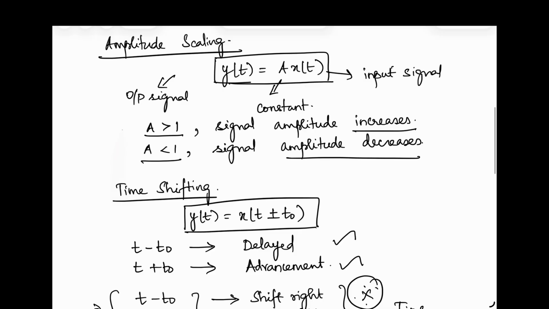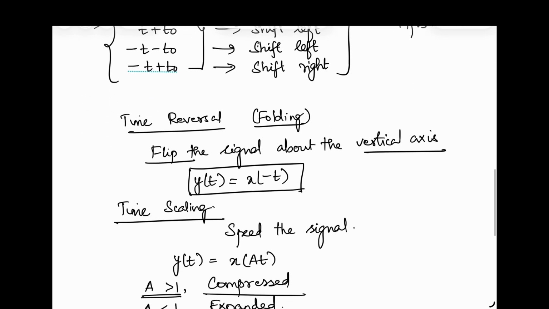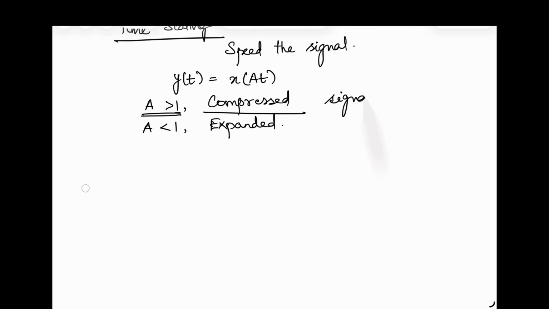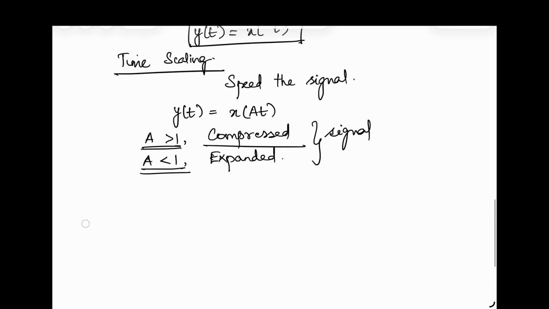If a is greater than 1, the signal amplitude increases, and if a is less than 1, the signal amplitude decreases in case of amplitude scaling. But when we talk about time scaling, the signal gets compressed or expanded. The conditions are when a is greater than 1 and when a is less than 1. These conditions are applicable for time scaling, wherein it changes the speed of the signal.